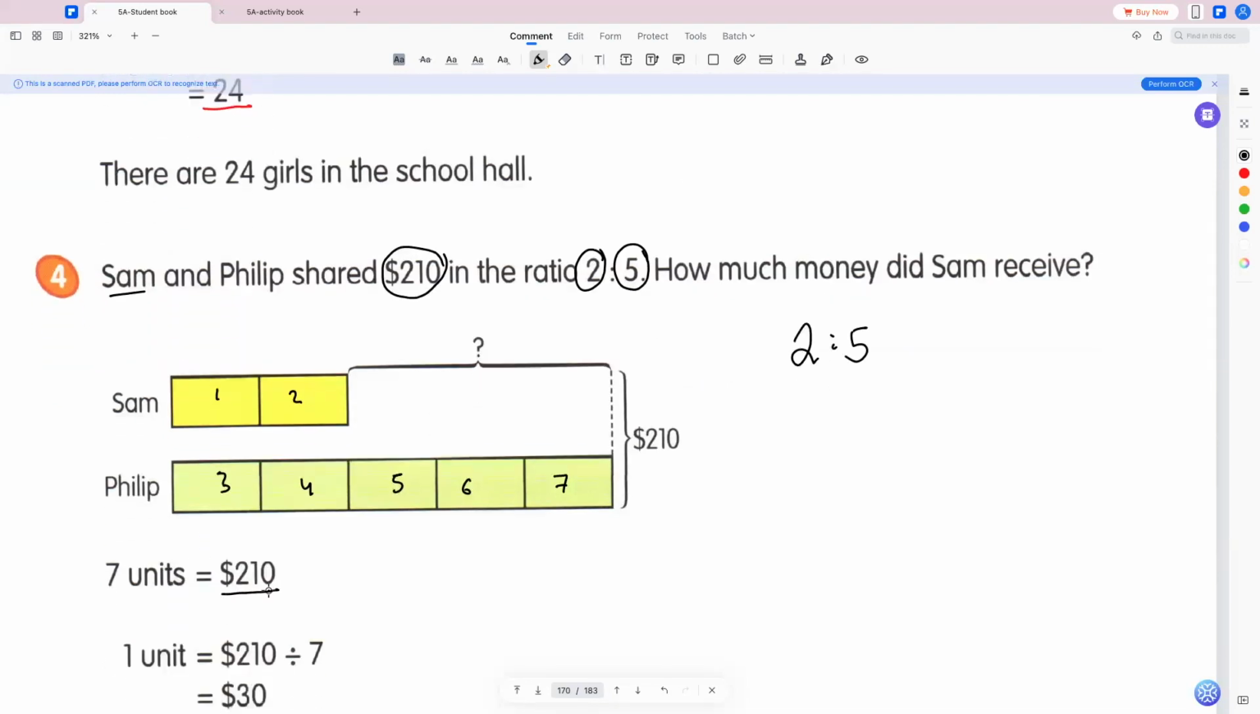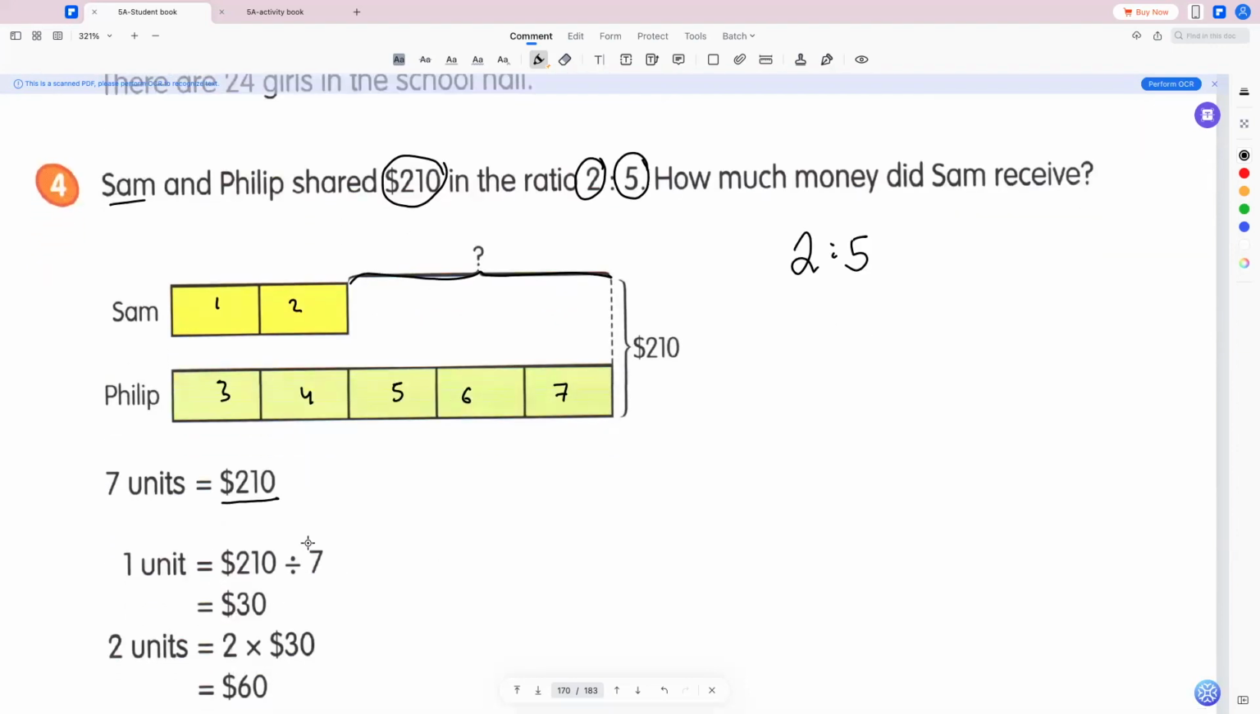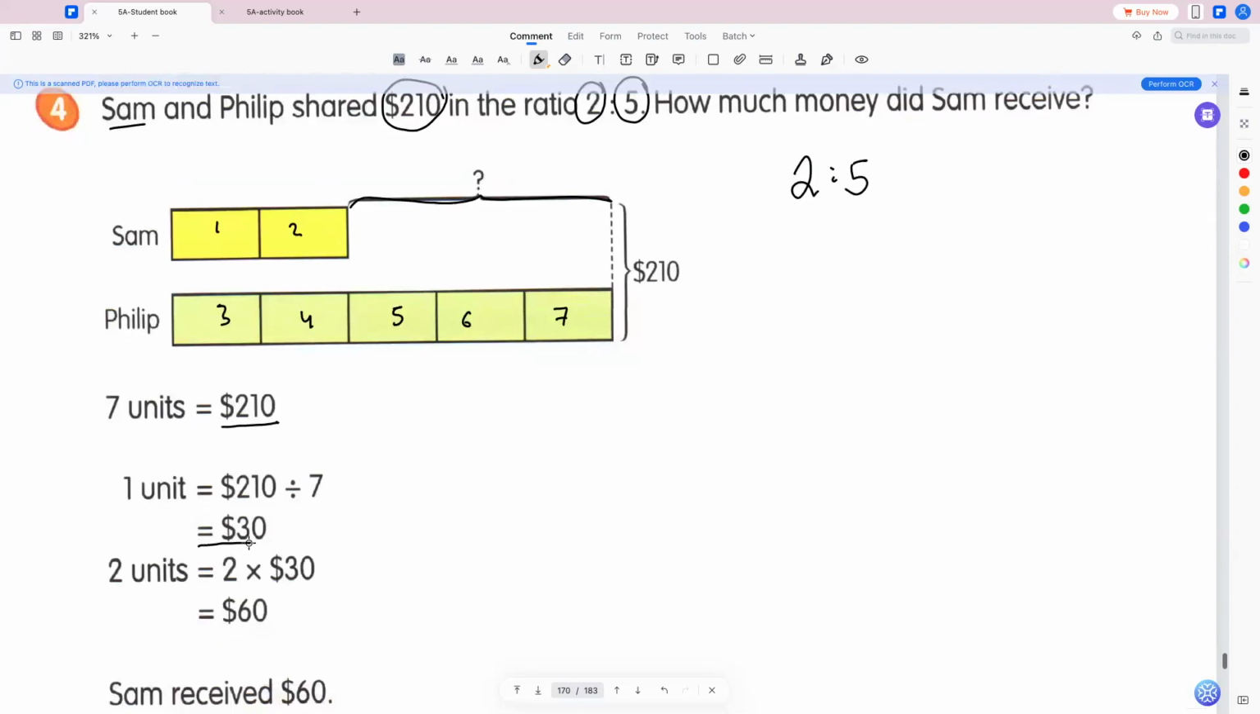Again, we're going to do the same process as before. We can divide 210 by 7 to get 1 unit. And that's going to make our lives a lot easier because we can find out what this difference is over here. So 1 unit, 210 divided by 7, we can see is 30, right? So now we know each unit is $30. So $30 here, $30 here. So we can see that Philip has more than Sam.